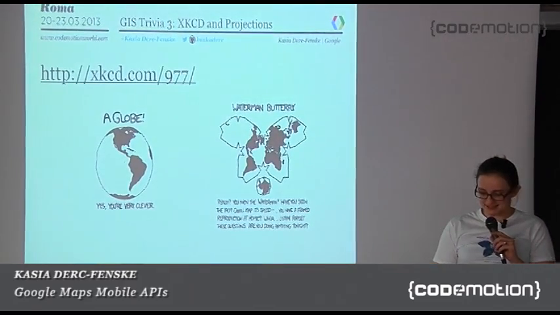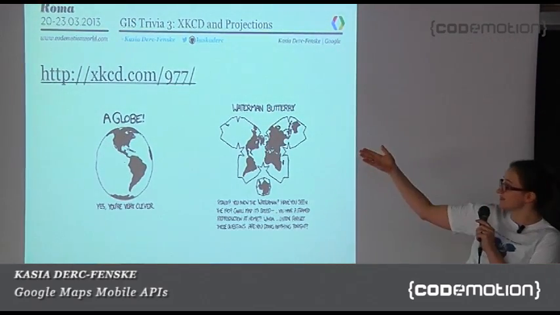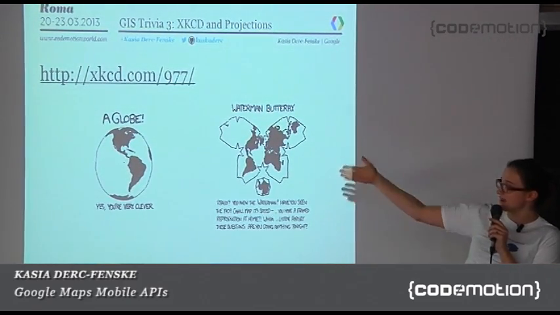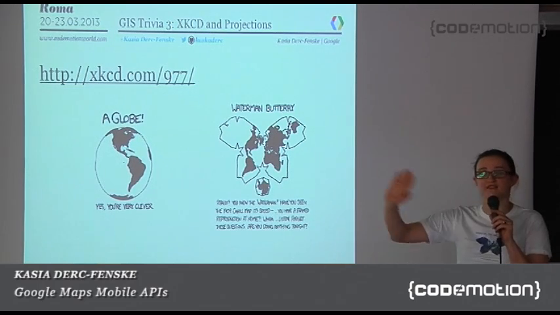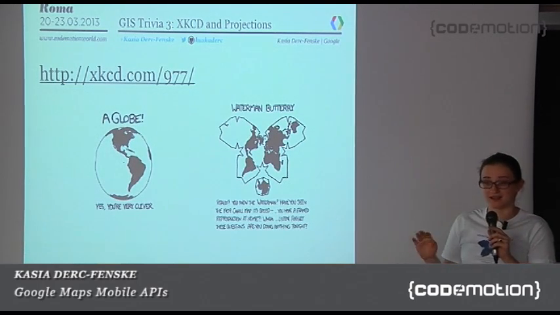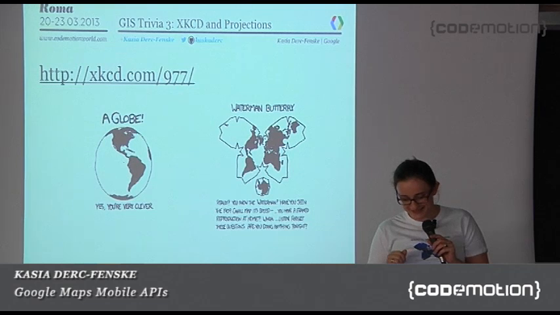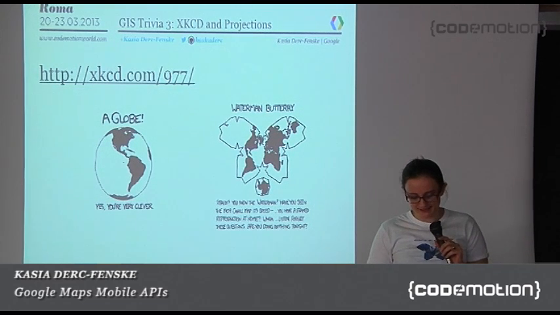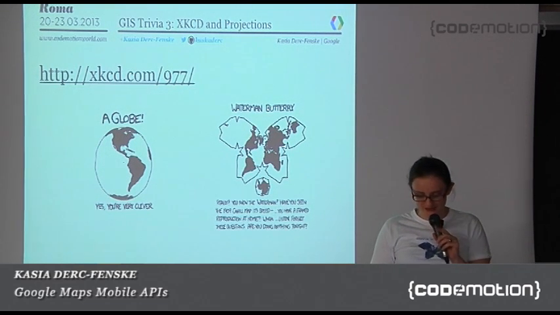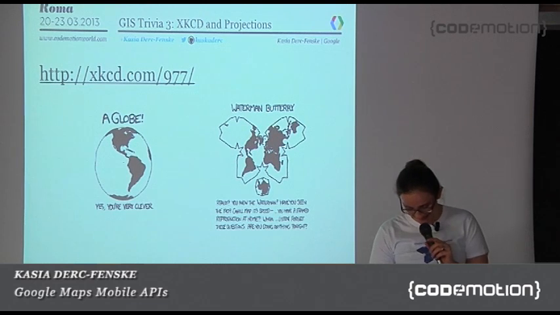So yes, and this is the link to the comic. A globe. If anybody said the globe, you're the cleverest person ever. The globe is the best way to project a globe. And then you have the Waterman butterfly, which sort of looks like a psycho test. And this is why geeks like it.